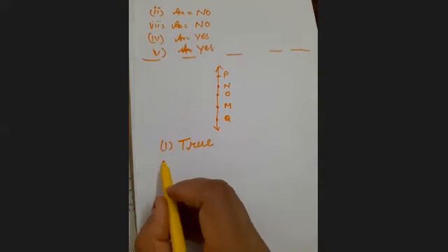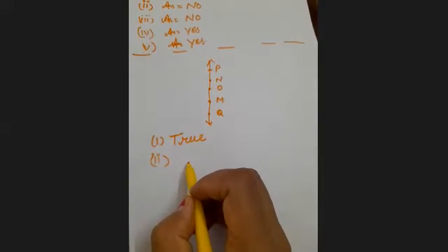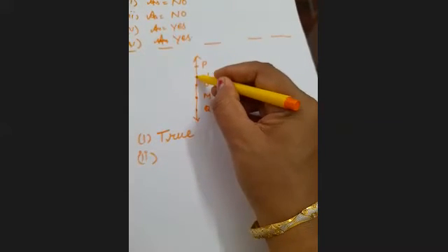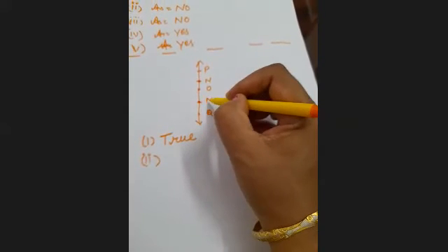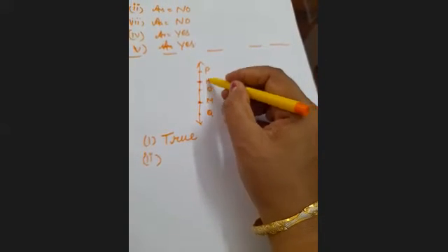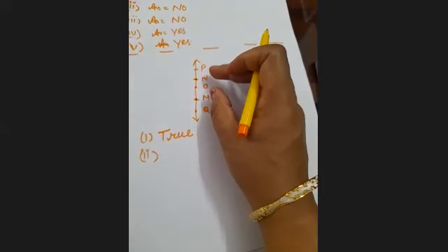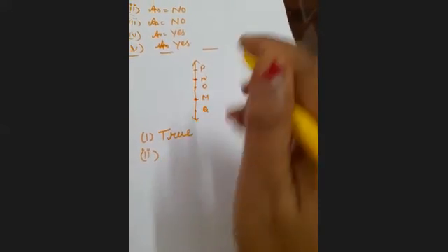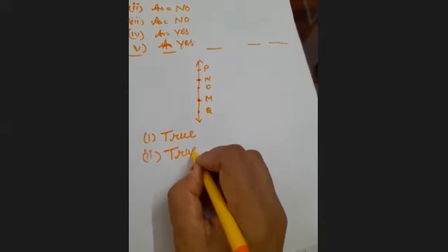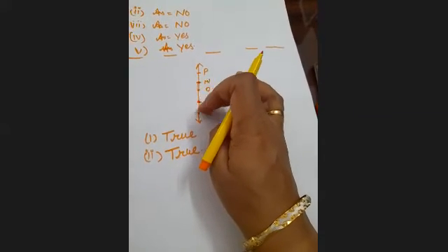Second, M, O, N are points on the line segment MN. Now line segment MN is this one. M, O, N are points on line segment MN. Again, your answer is true. These are 3 points on line segment MN.